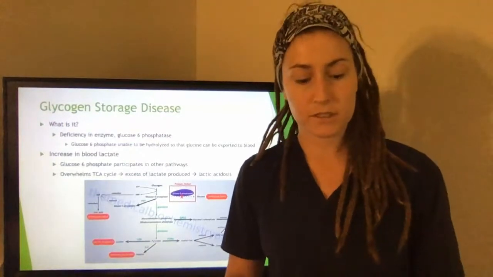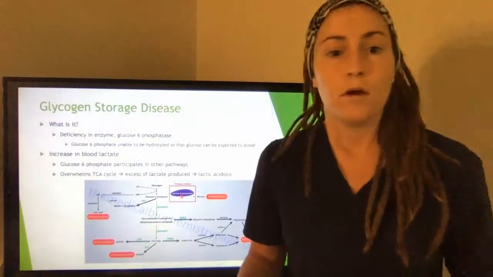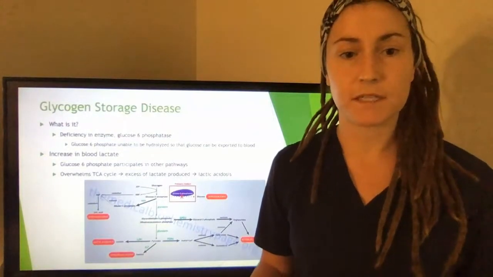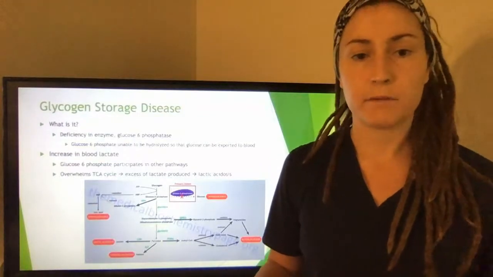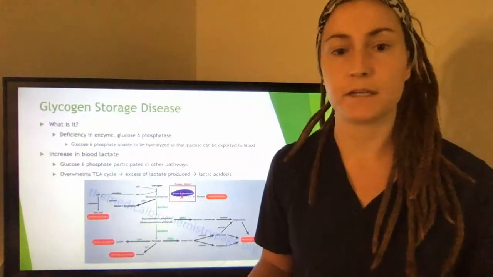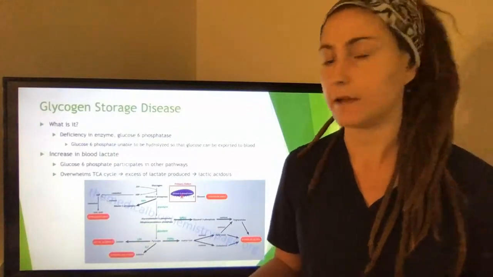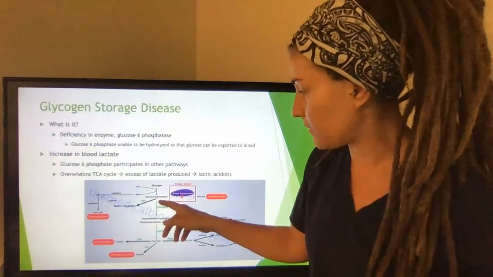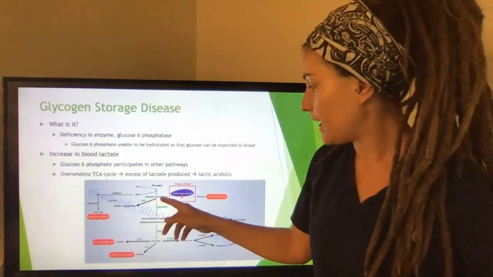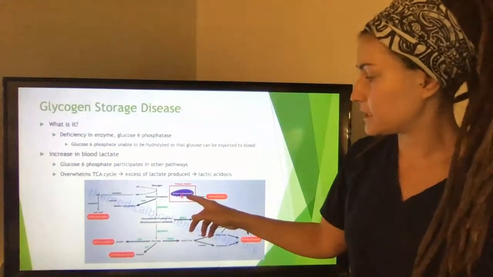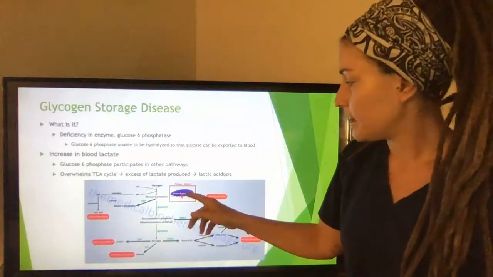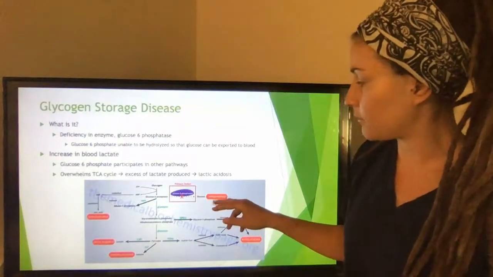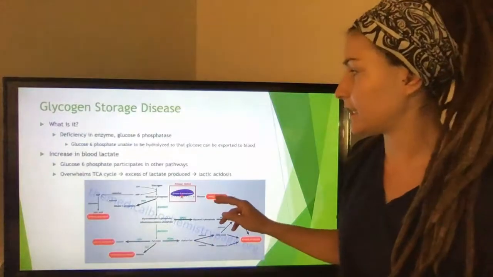So what is glycogen storage disease? It is where we have a deficiency in the enzyme glucose-6-phosphatase. Glucose-6-phosphatase is unable to be hydrolyzed in this process so that glucose can be exported into the blood. So we can see here that we have our glycogen and we dephosphorylate it to glucose-6-phosphate. And then here where we have our deficiency in our enzyme glucose-6-phosphatase, this is our problem area here, so we're not able to get the glucose out into the blood, and therefore we have hypoglycemia during those fasted states.